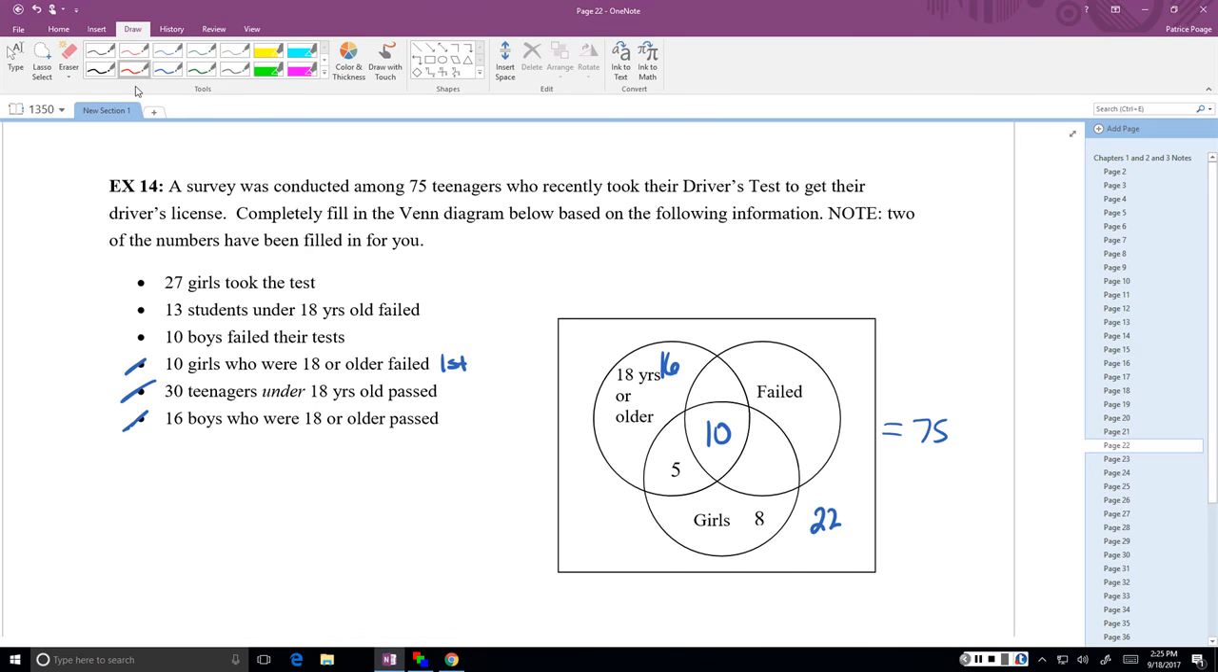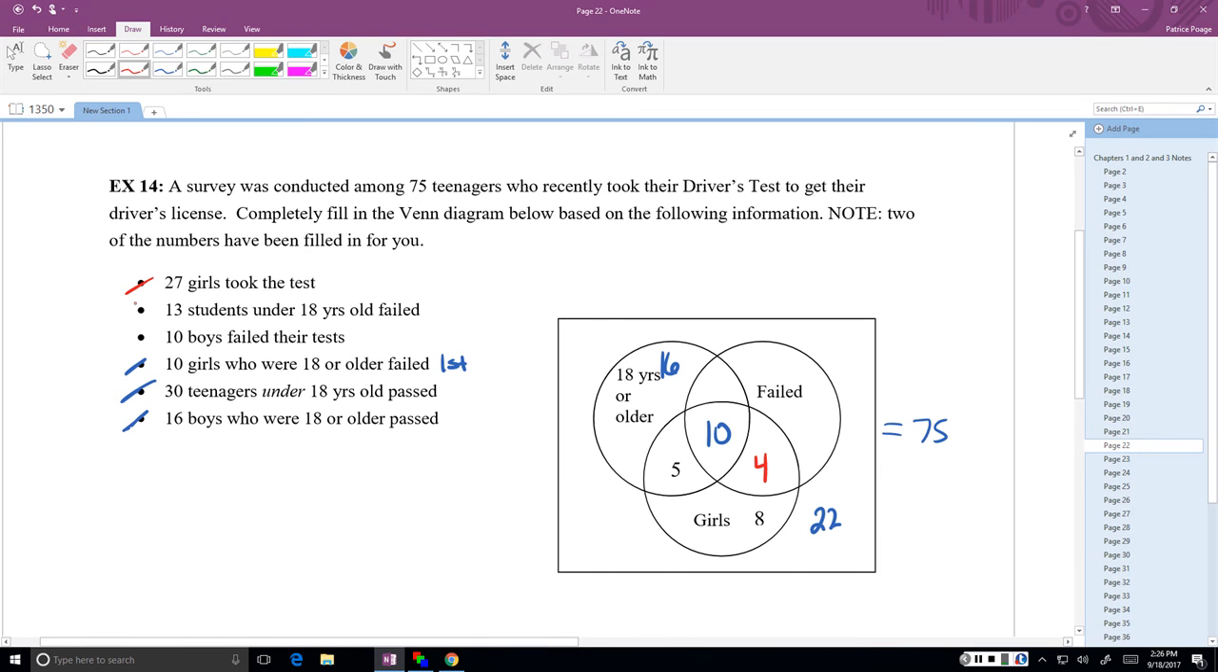Second time through. 27 girls took the test. Can we do that one now? Yes. So 27 minus the numbers that are in the girl circle leaves us with 4 right here. Who are those 4 people? Who wants to tell me? Okay, Nisty, go ahead. Girls who failed and are under 18.